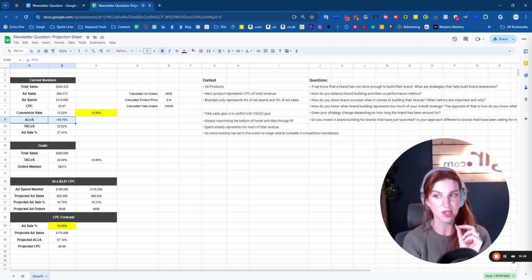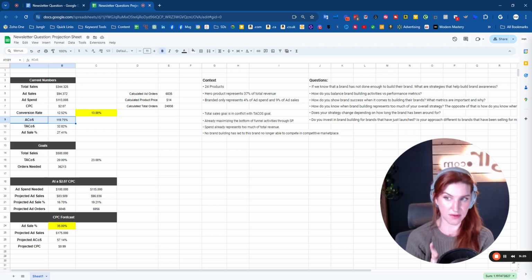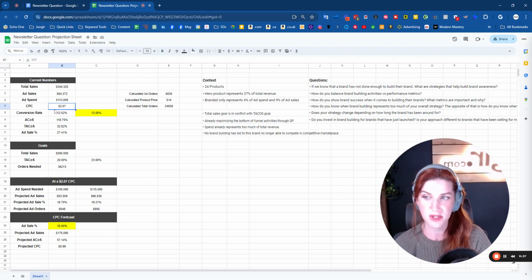And what is actually happening here, and the fundamental problem that needs to be solved, is this cost per click is too high for a product at this price point at this conversion rate. That is the bottom line of it.